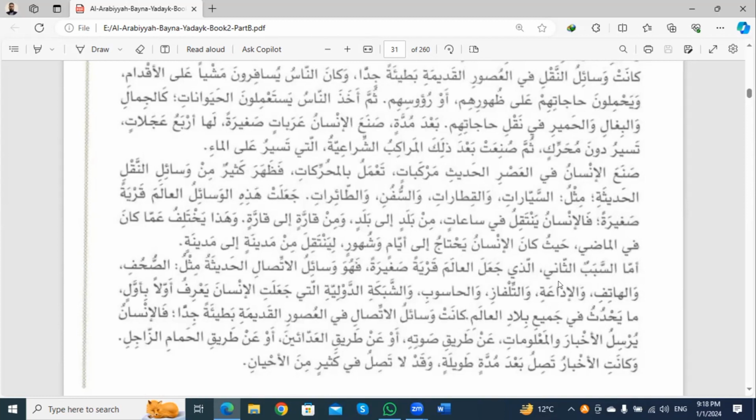The modern means of communication, such as newspapers, the telephone, the radio, television, the computer, and international networks.